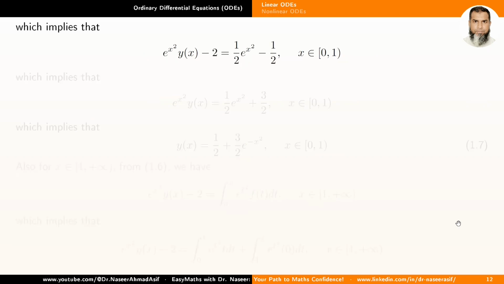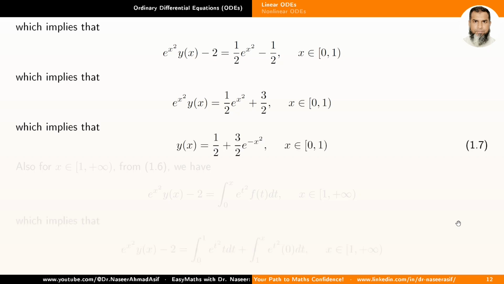So exponential x square into y of x minus 2 is equal to 1 by 2 exponential x square minus 1 by 2, where x belongs to the closed-open interval 0 to 1. So exponential x square into y of x is equal to 1 by 2 exponential x square plus 3 by 2. So y of x is equal to 1 by 2 plus 3 by 2 into exponential of minus x square, where x belongs to the closed-open interval 0 to 1.